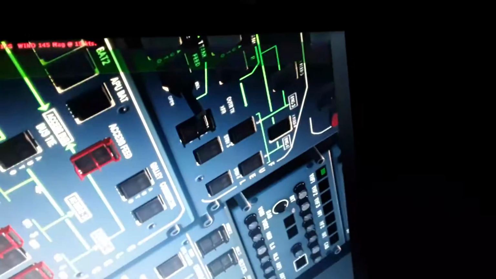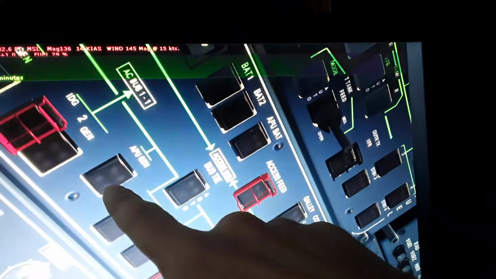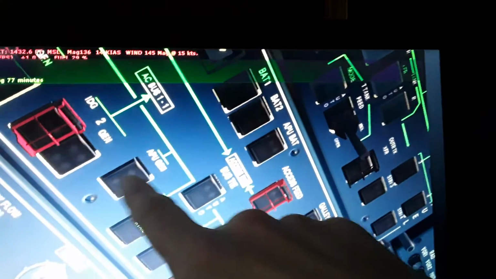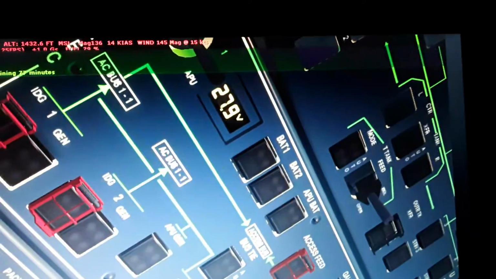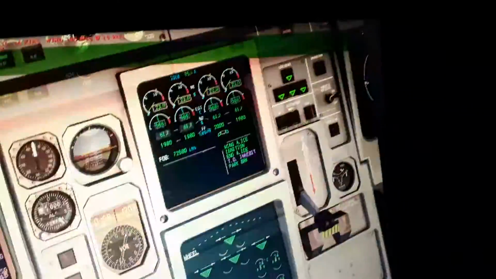You can see we have 1 IDG generator from each engine. We have 4 engines as I told. They all work right now. We have 2 batteries and 1 APU battery, 3 batteries in total. Here's the APU generator conductor, which is used for starting the engines on the ground. And here is the fuel panel. I'm gonna be talking about that in a while. It has the fuel tanks. And here is the hydraulics panel. I can show you a better display of that.